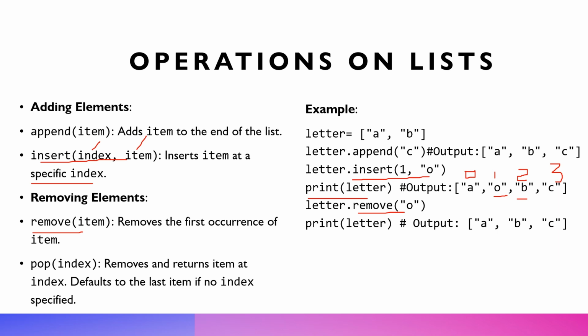Next, remove method. It removes the specific element which is given in the brackets. Here we are providing O. After printing the result, it would be ABC only, and O will be removed from the list. Next up, advanced operations on list.